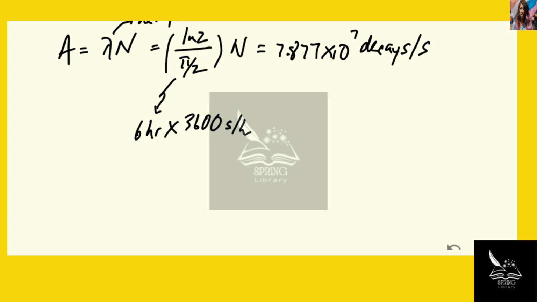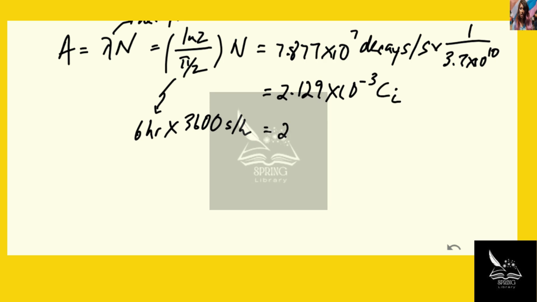Or if you would like, you can convert it into curies by dividing by 3.7 times 10 to the power of 10. This is the number of decays per second for each curie, and we should get 2.129 times 10 to the power of minus 3 curies, or 2.13 millicuries.